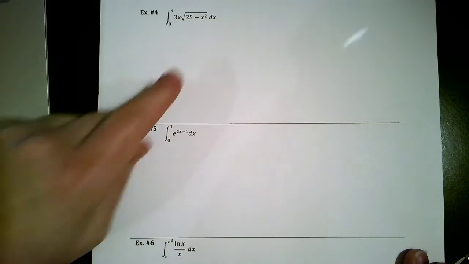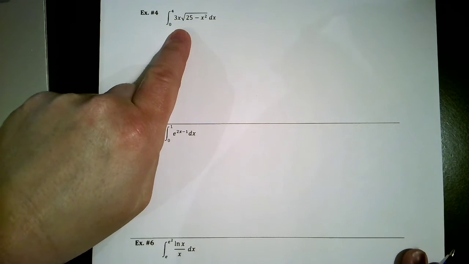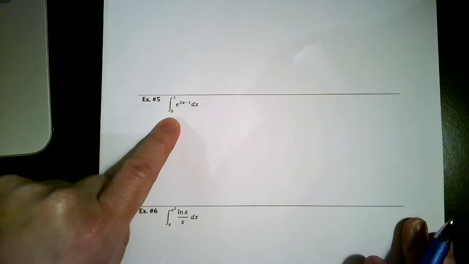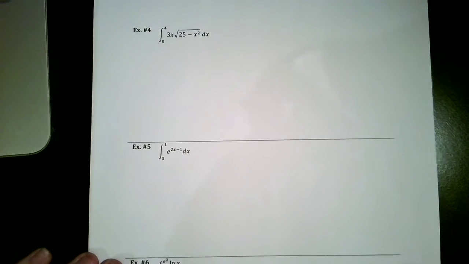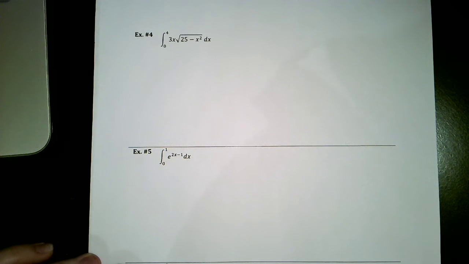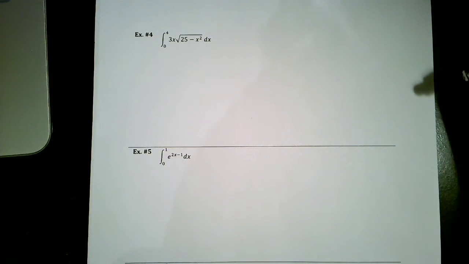Back with 3 more examples. You can see we have a radical, we have an e, and we have a natural log of x. So take a look at this number 4 here. The integral from 0 to 4 of 3x times the square root of 25 minus x squared dx. I want you to go ahead and pause and see if you can set up that u substitution.